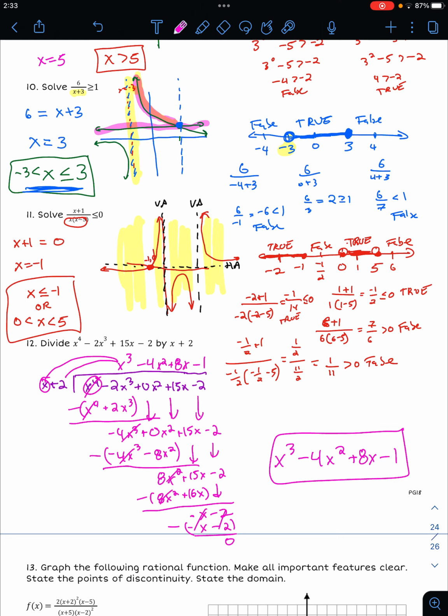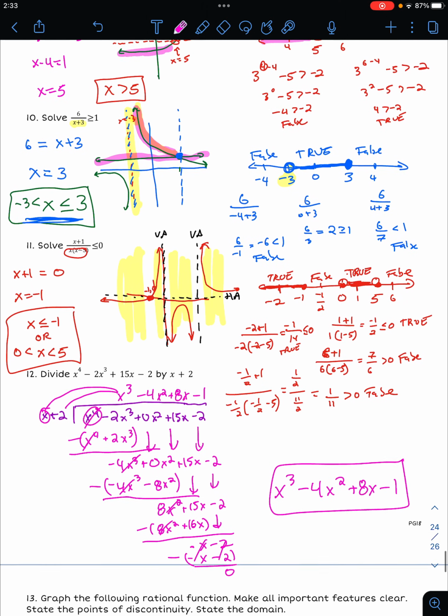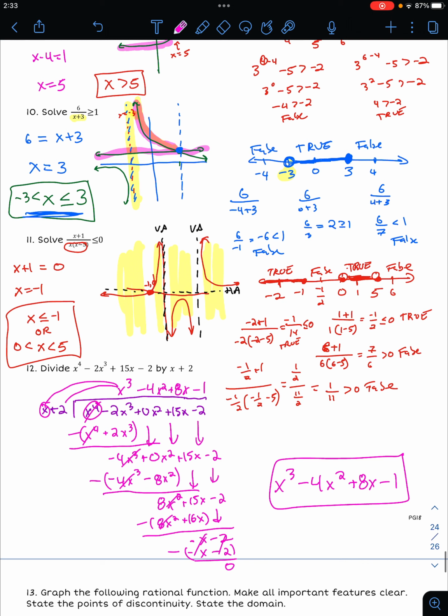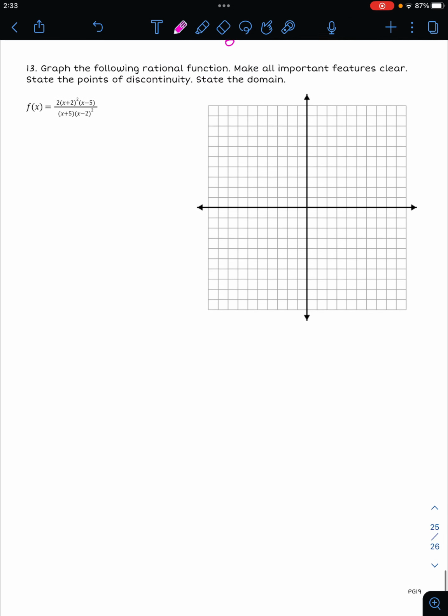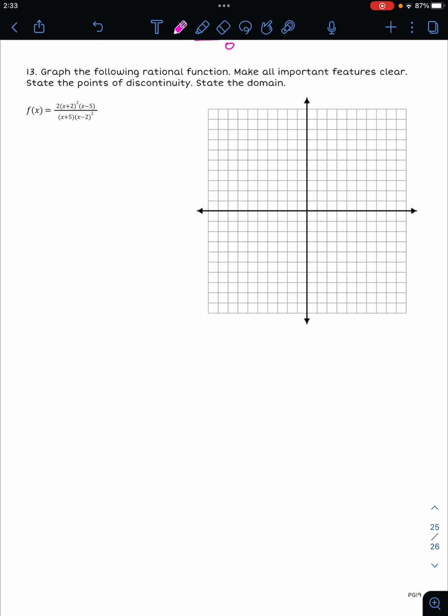Very nice. All right, so that's a little bit of polynomial division, a little refresher for you. And we are on to the last page, last problem. It says, graph the following rational function, make all important features clear, state the points of discontinuity, state the domain. All right, couple of things to do.